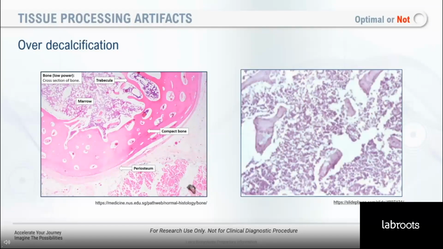Of course, the opposite of under-decalcification is over-decalcification. Again, the section on the left is even and well stained, and the structures are easily identified. On the right, you can see a section of bone that has been over-decalcified. Over-decalcification also can adversely affect your IHC, such as kappa and lambda, that would not work with this section.